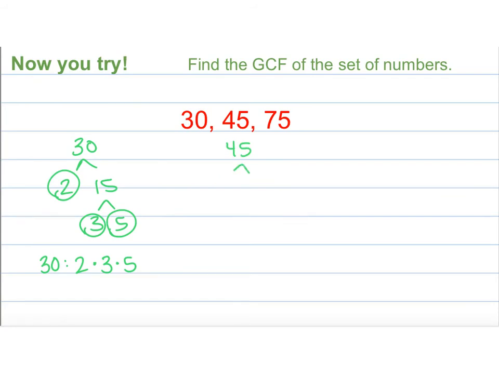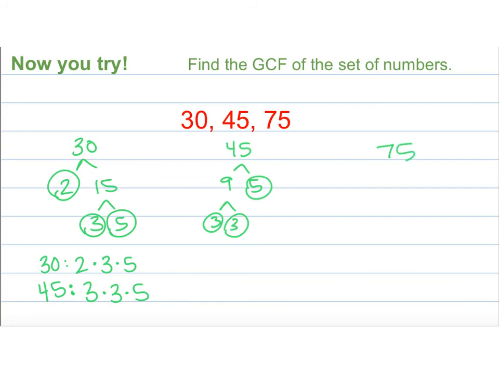45, I could do 3 and 15. I could do 9 and 5. I'm going to do 9 and 5. And then 9 splits with 3 and 3, both of those being prime. So for 45, 3 times 3 times 5.